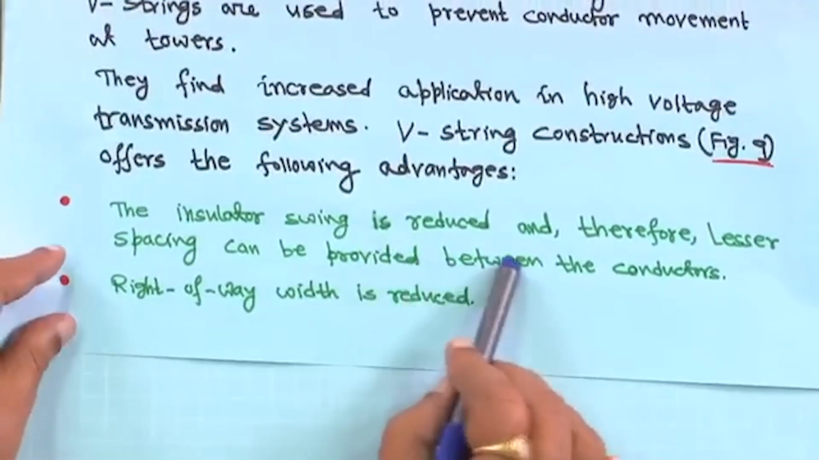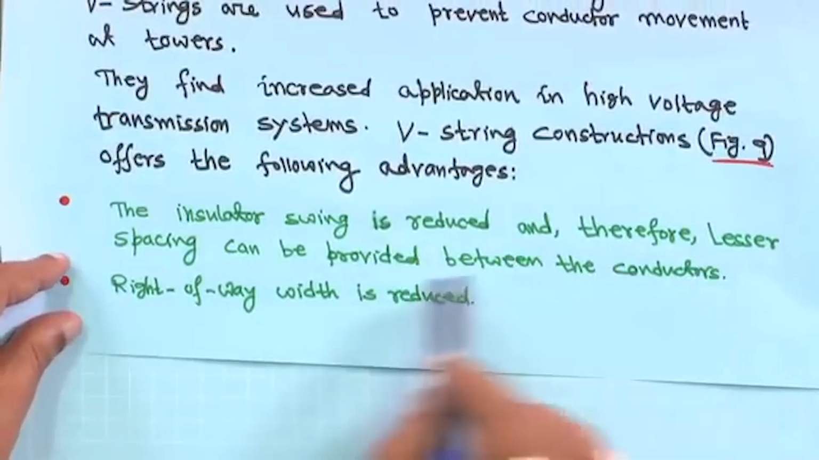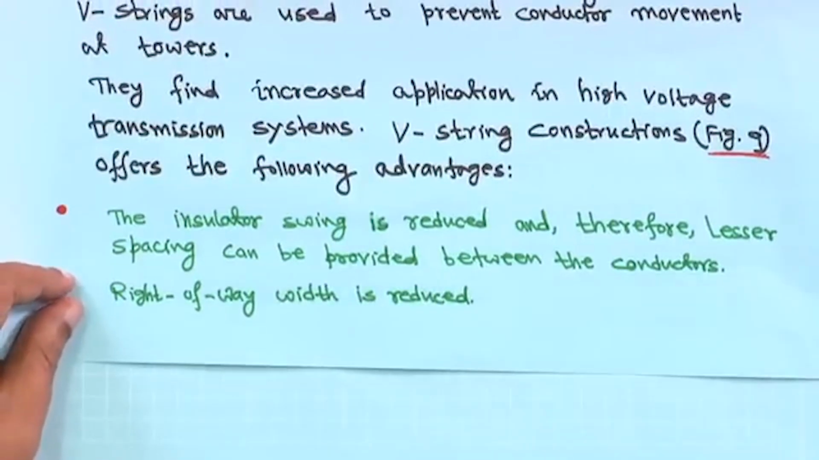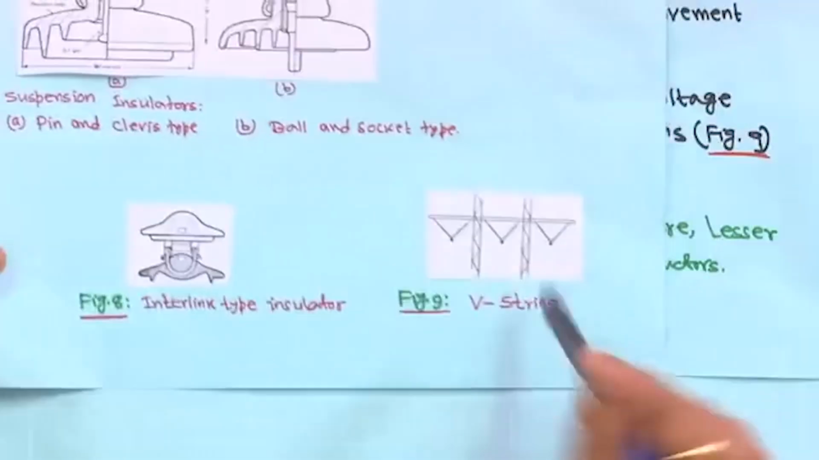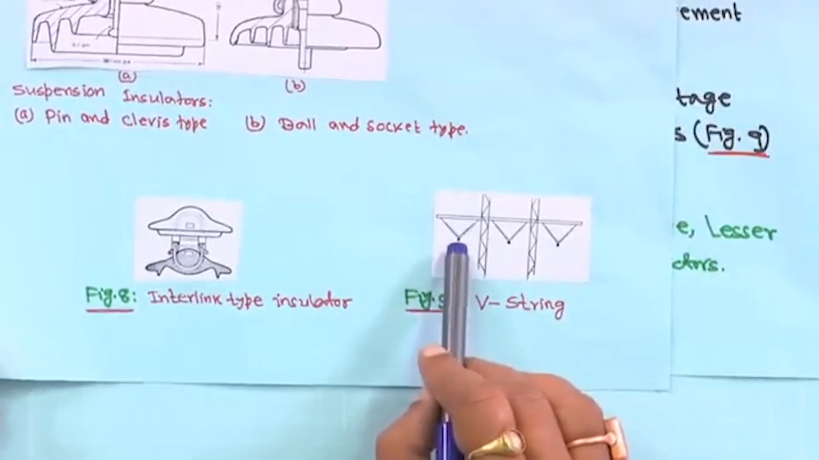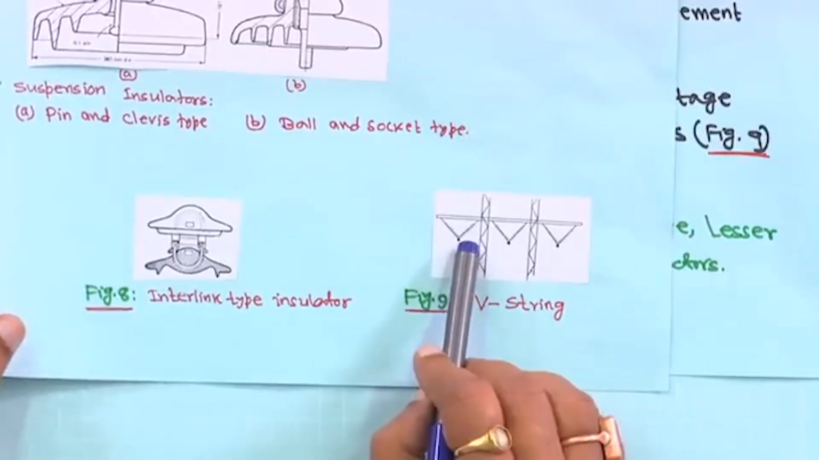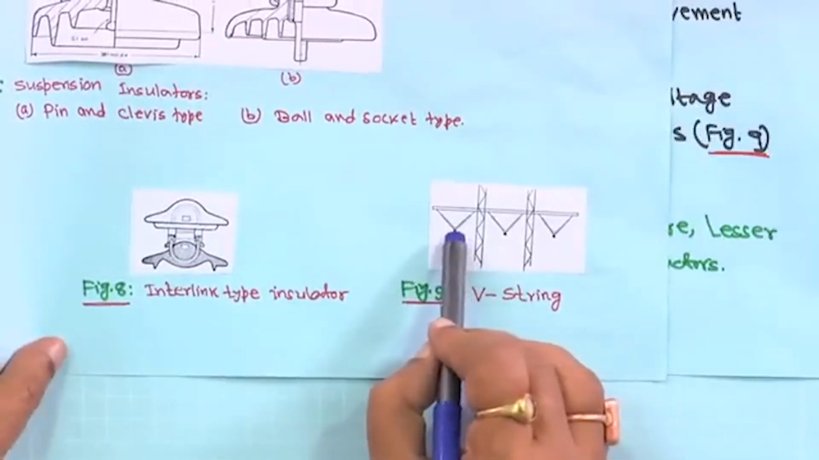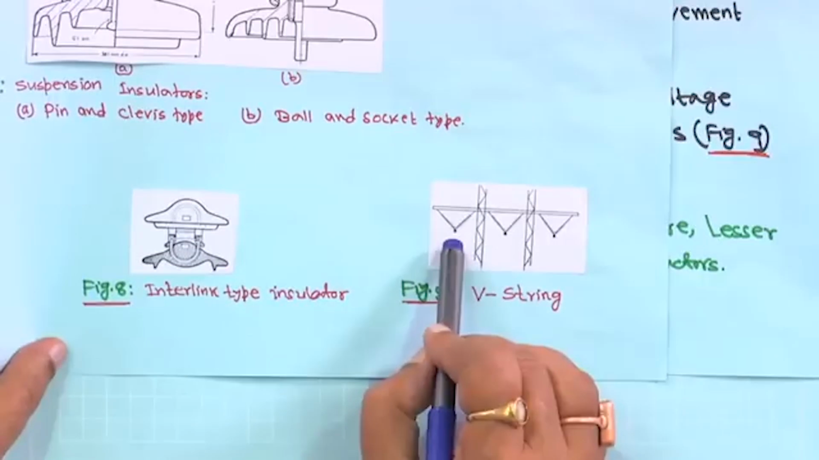The insulator swing is reduced naturally, and therefore, lesser spacing can be provided between the conductors. As if it is connected like this, but look at that, 2 insulator strings are used. So, their insulator cost will be higher, that is also another aspect, because 2 insulators are used, but as the conductor swing, our conductor movement will be very less.